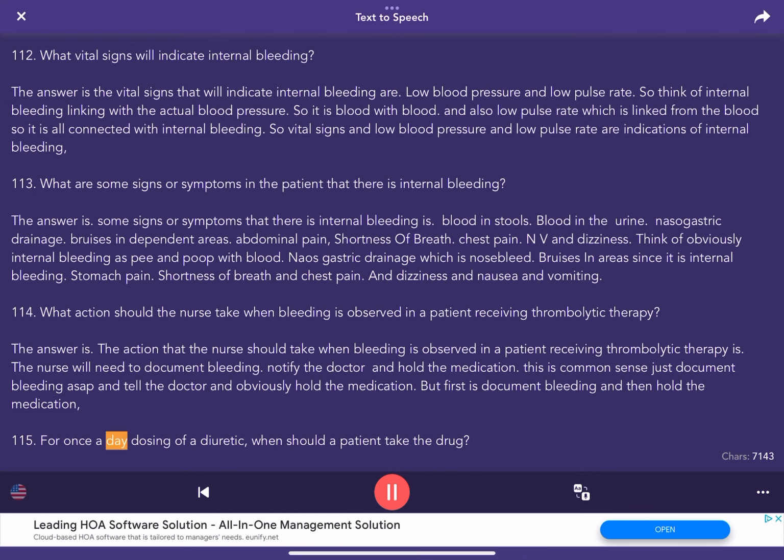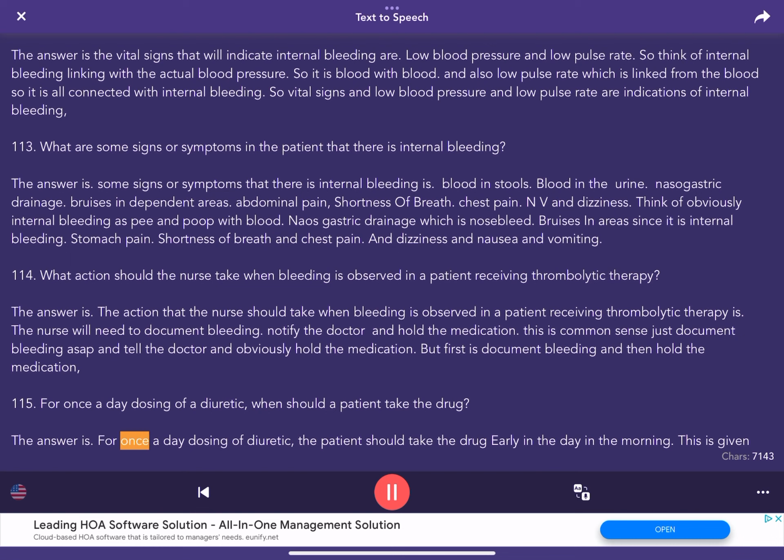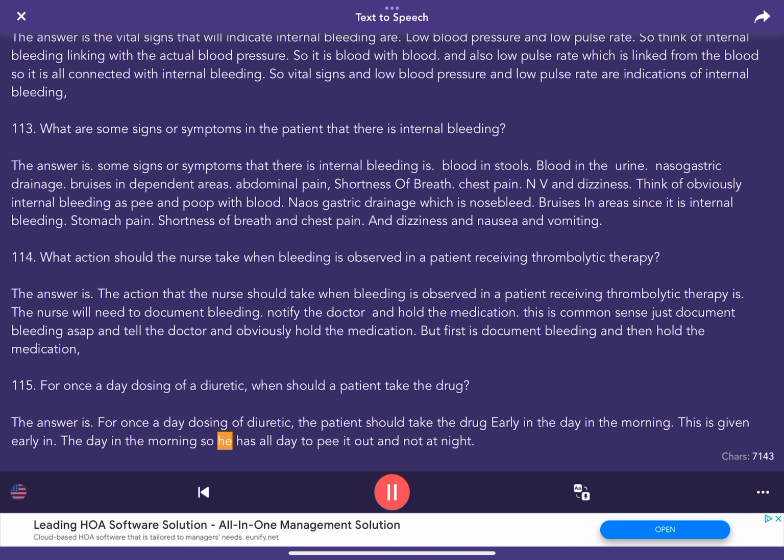115. For once a day dosing of a diuretic, when should a patient take the drug? The answer is for once a day dosing of a diuretic, the patient should take the drug early in the day, in the morning. This is given early in the day in the morning, so he has all day to pee it out and not at night.